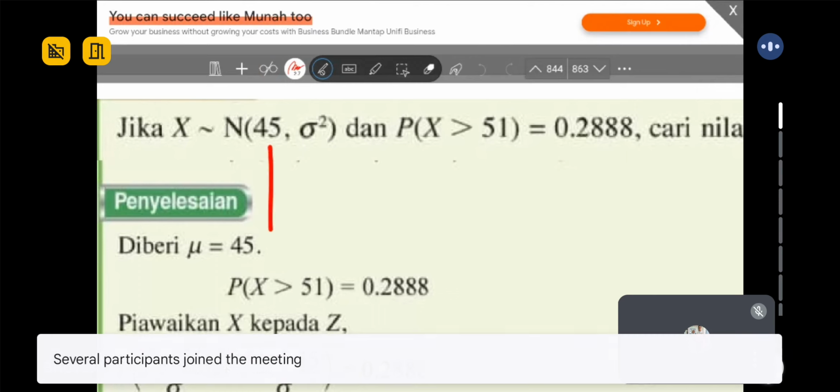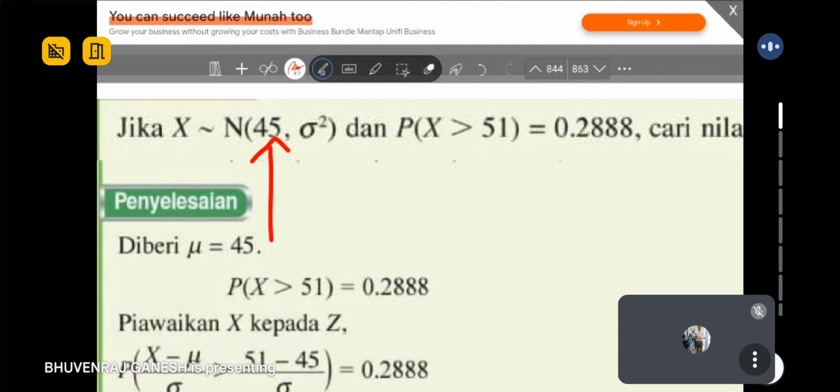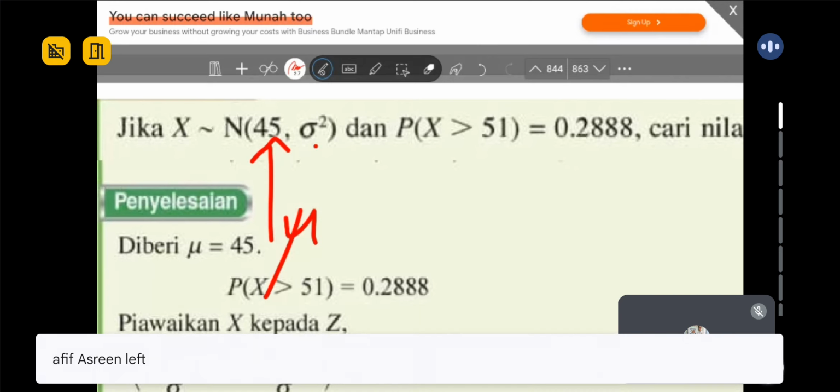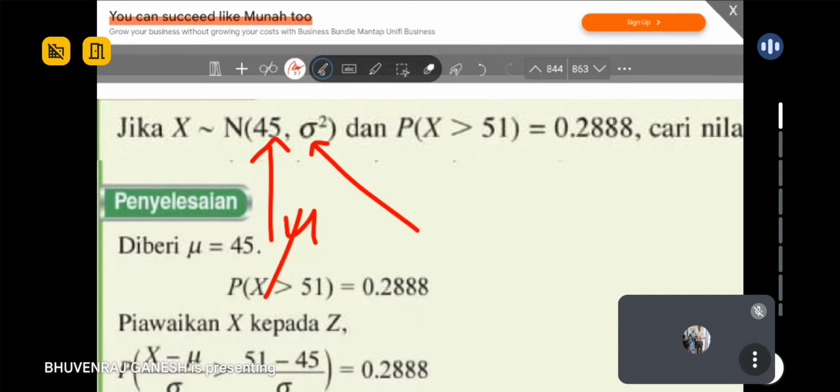Can anyone tell me, this parameter represent what? The first one, yang paling awal. What is that parameter? Mean. Very good. Remember, guys, mean. Okay, the first value in the bracket is always your mean. Okay, for normal. Second one, represent what? Yang kedua, simbol tu adalah? Variance. Yes. Okay, this one is variance.